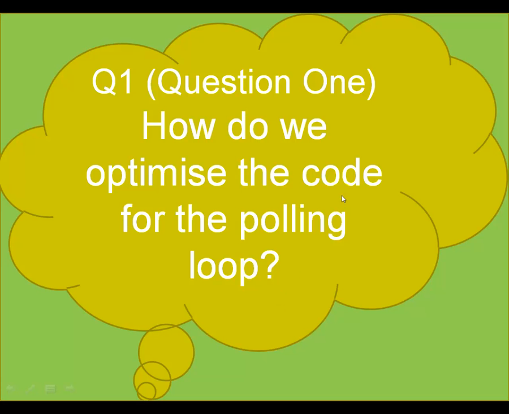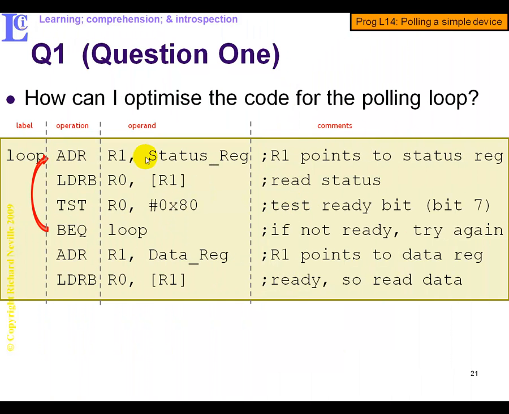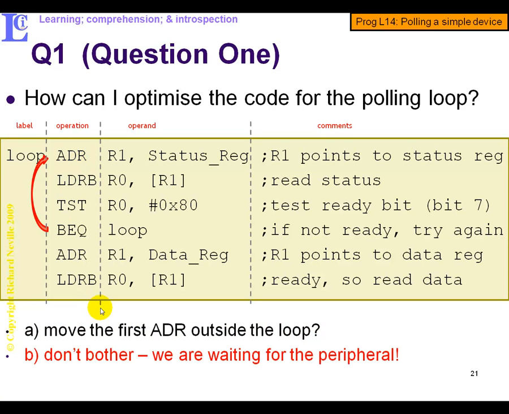Moving on from there, the next thing to think about is, how do we optimize the code for this polling loop? How would we do that? Well, here's the code. The first thing we could do is move this outside and move this loop down here. So it just branches here, because once we've set up this address as a pointer, we could just use it. But do we really want to bother? We're still going to be here, and really here is a very busy loop just waiting for a key to be pressed. So we could very slightly optimize it.